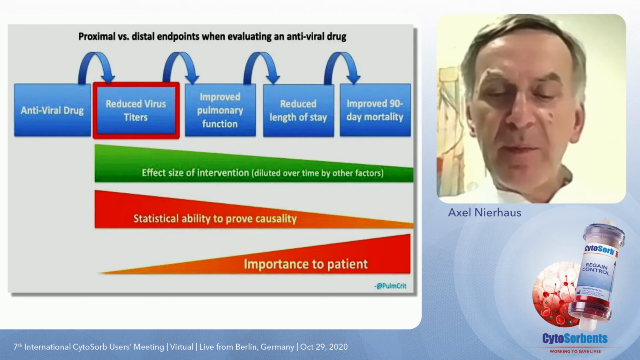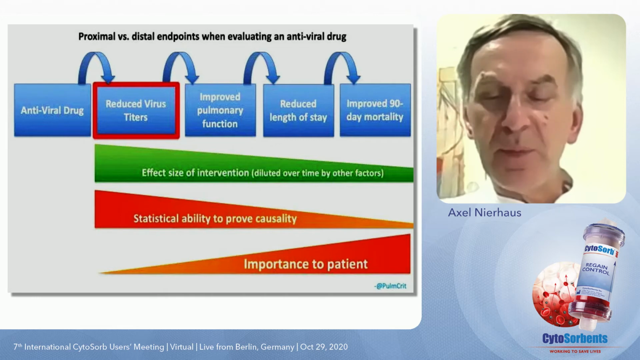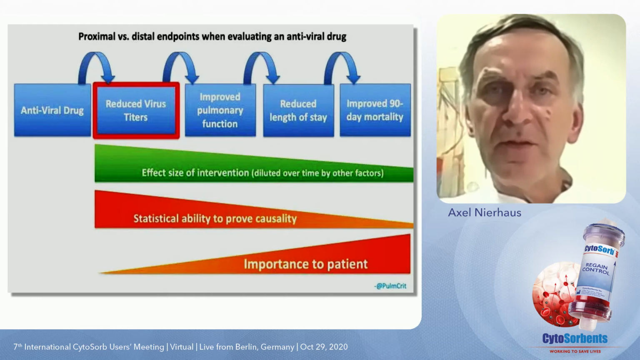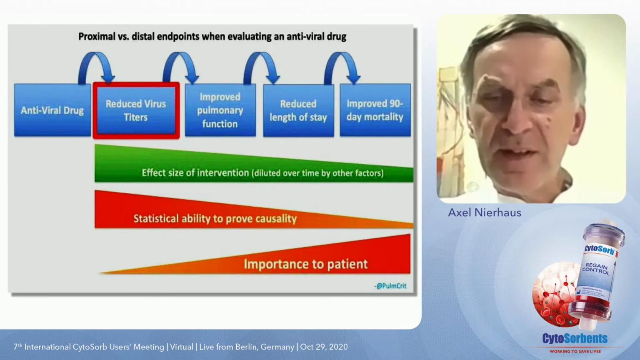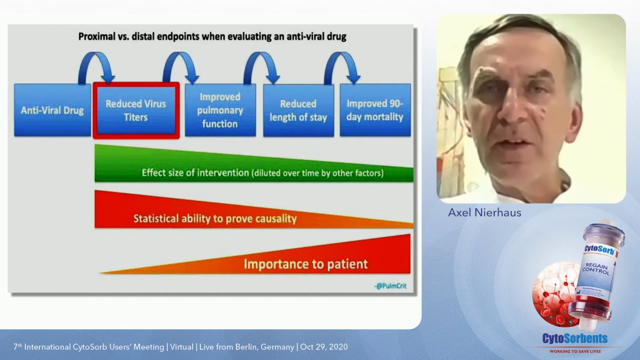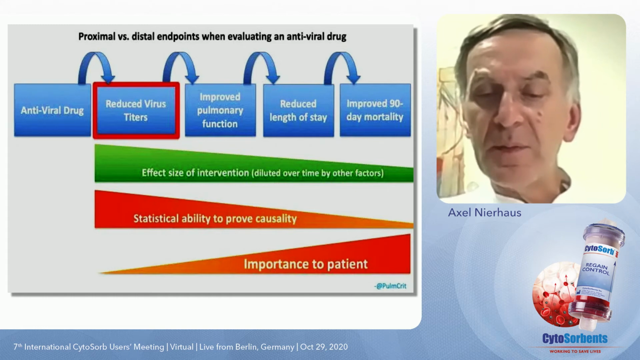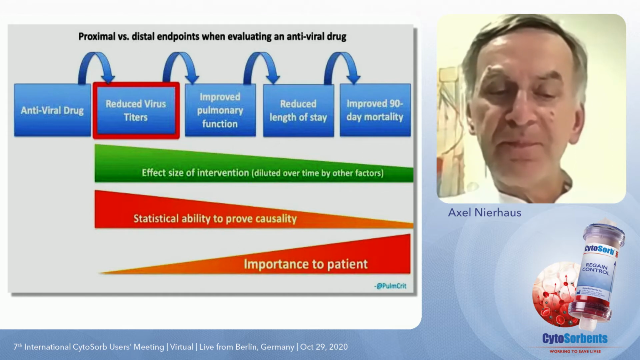The problem is, looking from a patient's perspective at the lower part of the slide, you see importance to patient is very important, because I don't think that a patient is very much interested in his or her virus titers, but is much more interested in improved 90-day mortality or reduced length of stay on the ICU or in the hospitals. However, these targets become very difficult to study because the effect size of the intervention is diluted over time by many other factors, depending on the center the patient is in, depending on many confounding factors. The statistical ability to prove causality from one intervention compared to the other becomes very difficult if you look at more global outcome and patient-centered outcomes like 90-day mortality or reduced length of stay.